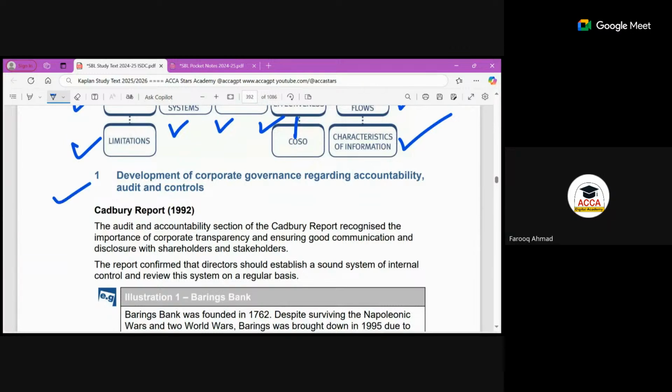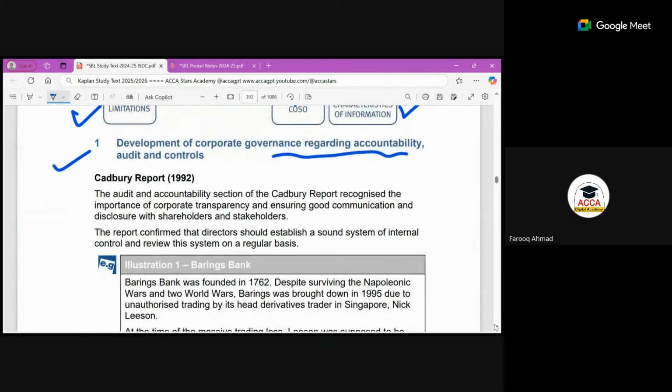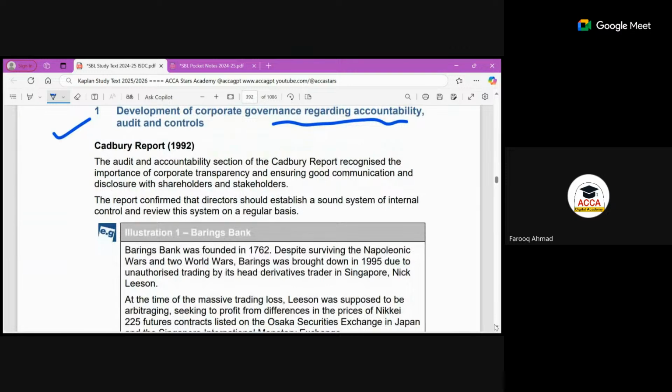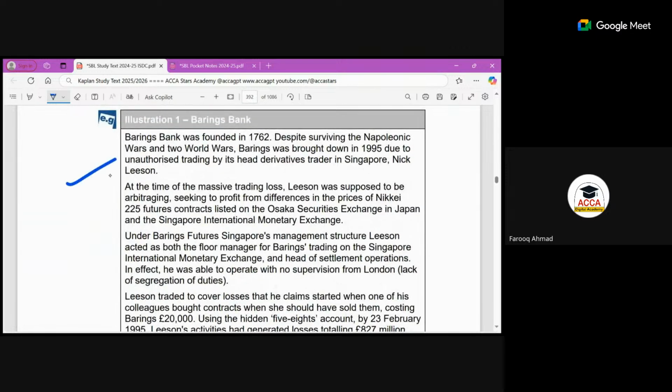Now, development of corporate governance regarding accountability, audit, and controls. In the previous chapter, we covered all this area in Chapter 12. So you clearly understand corporate governance, and now how it is helping regarding accountability, audit, and control. Just a note about the Cadbury Report, 1992: they discussed the same matters which we previously discussed.